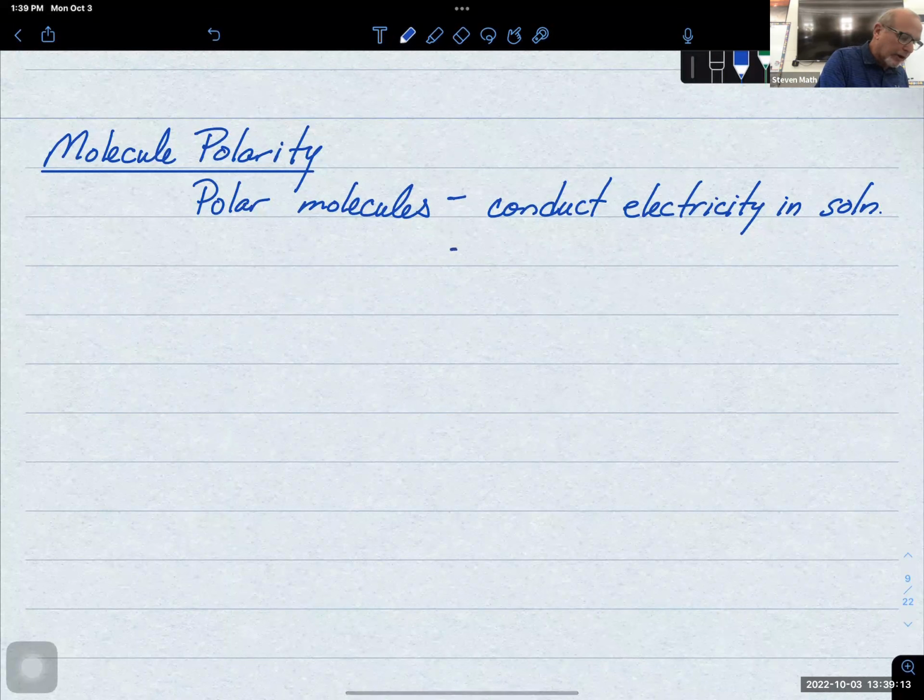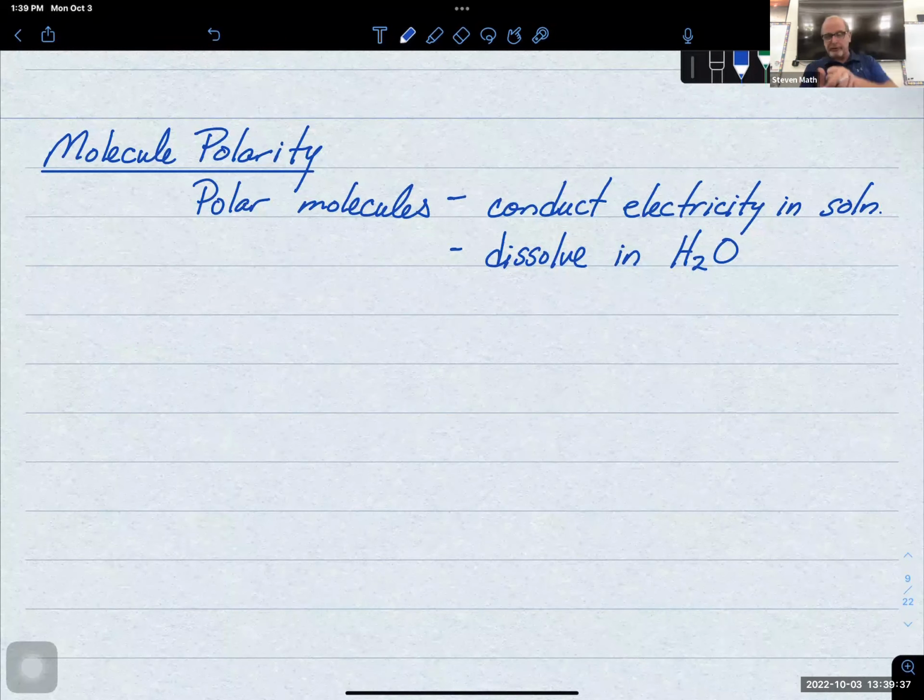These polar molecules are also probably going to dissolve in water. And the reason is that water itself is polar. And so the phrase we use in chemistry is like dissolves like. So if I have a polar molecule and water is polar, the polar solvent water will dissolve the polar molecule that we put into it. If it doesn't dissolve, they're going to separate into layers possibly. It'll be like oil and water. Oil is non-polar. Water is very polar.